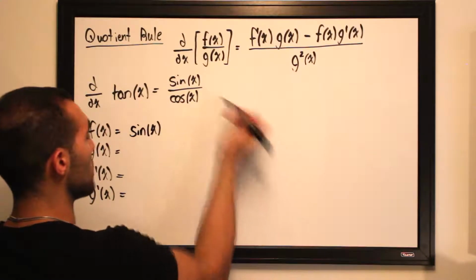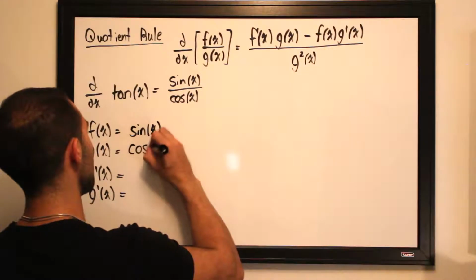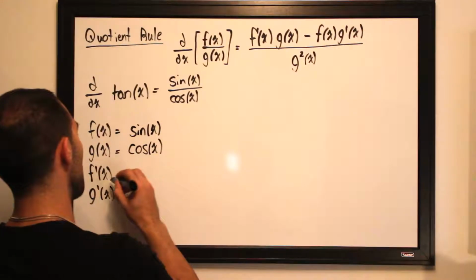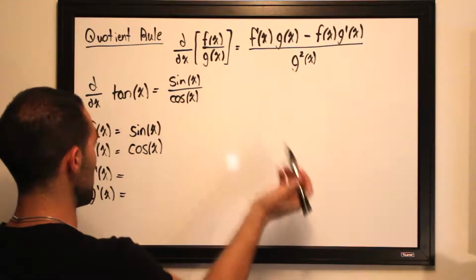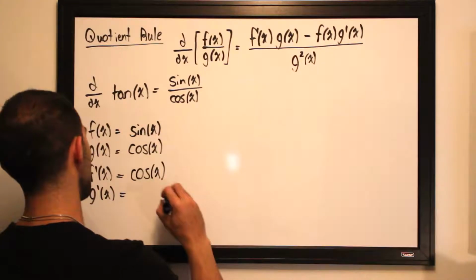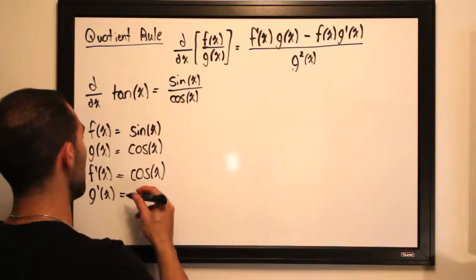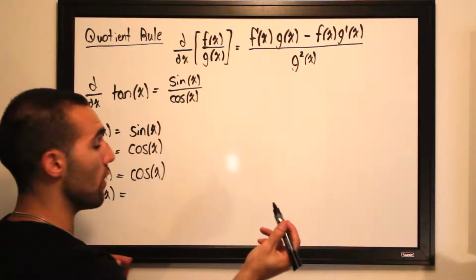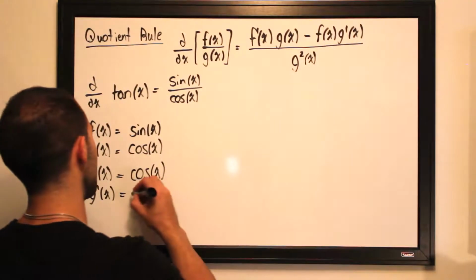Our g of x will be what's in the denominator, which is cosine of x. Our f prime of x is the derivative of our f of x, which is cosine of x, because the derivative of sine is cosine. And then our g prime of x will be the derivative of our g. Derivative of cosine of x is negative sine of x.